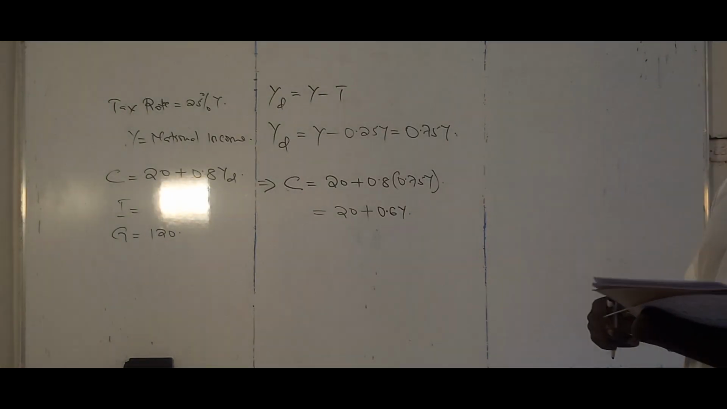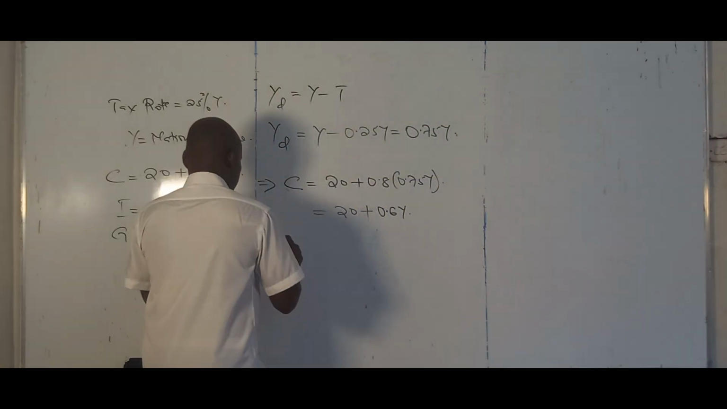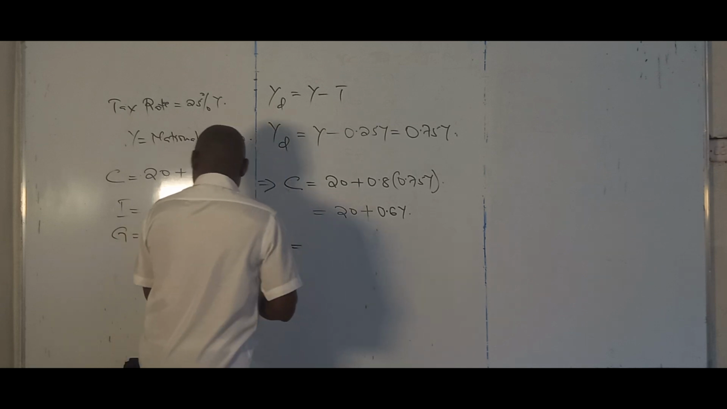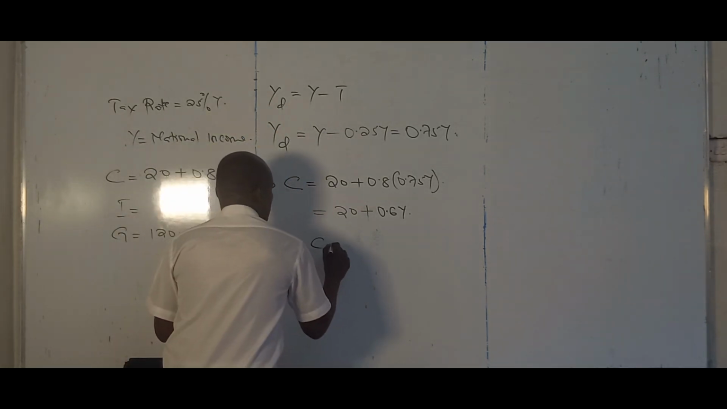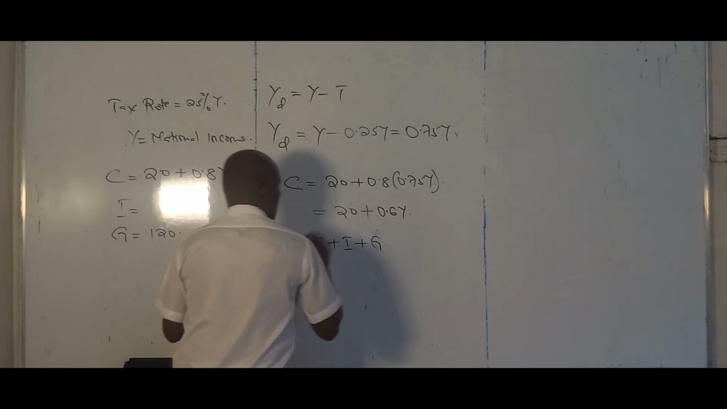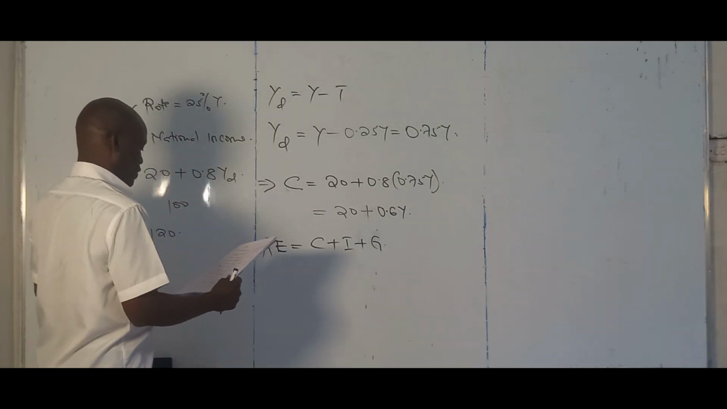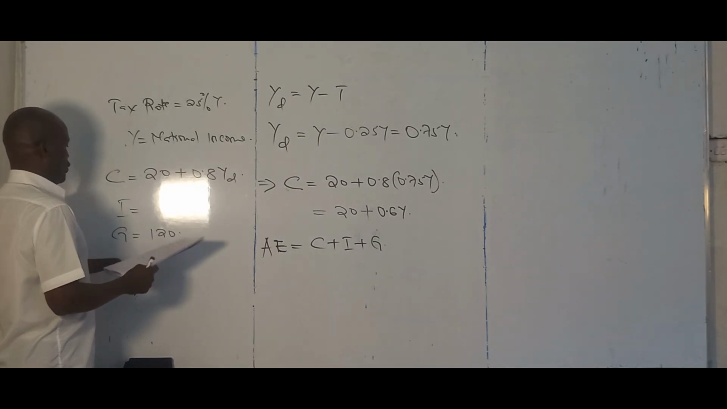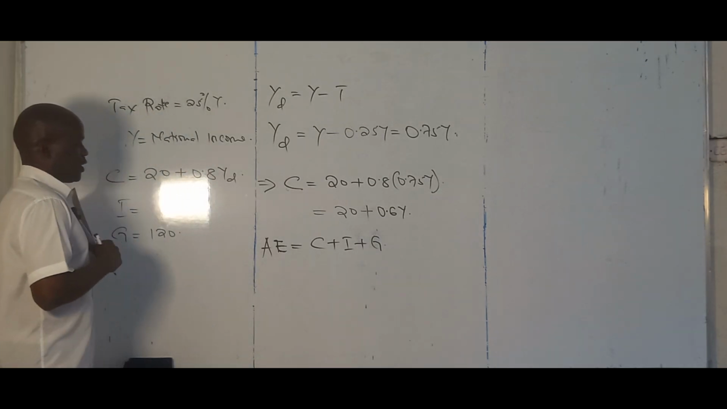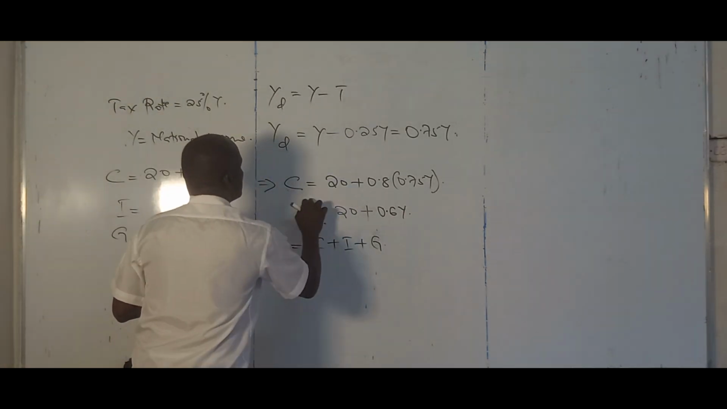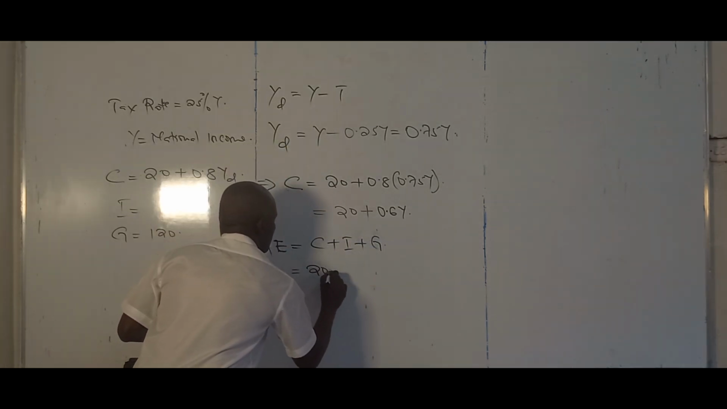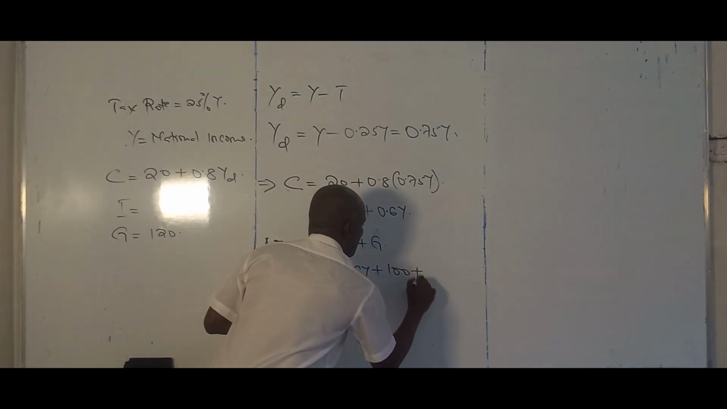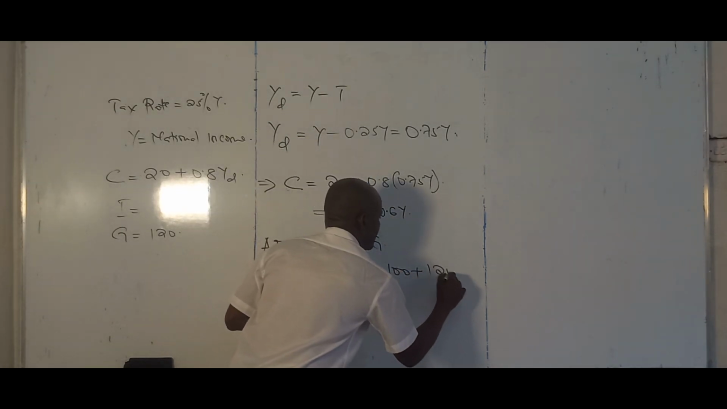So aggregate expenditure, let me call it AE, in the economy will be given by consumption plus investment plus government expenditure. But then, what is that now? We know what C is, we know what I is, and we know what G is. So what is aggregate expenditure in this case? Aggregate expenditure then becomes C, which is 20 plus 0.6Y, plus I, which is 100, plus G, which is 120.